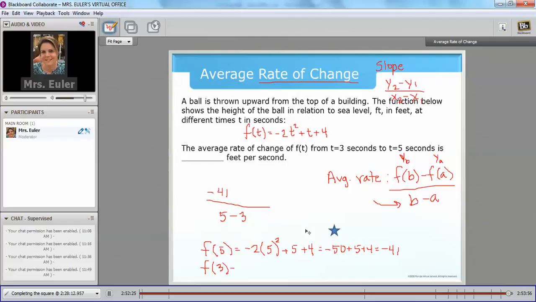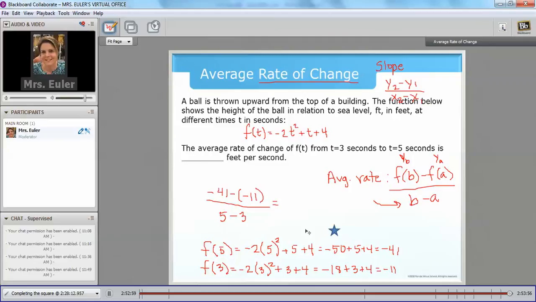F of 3, plugging 3 into our function, we get negative 2 times 3 squared plus 3 plus 4. Looks like 3 squared is 9, times negative 2 is negative 18, plus 3 plus 4 looks like negative 11. So I'm going to take minus negative 11. Make sure you keep track of those signs. You have to be subtracting them.